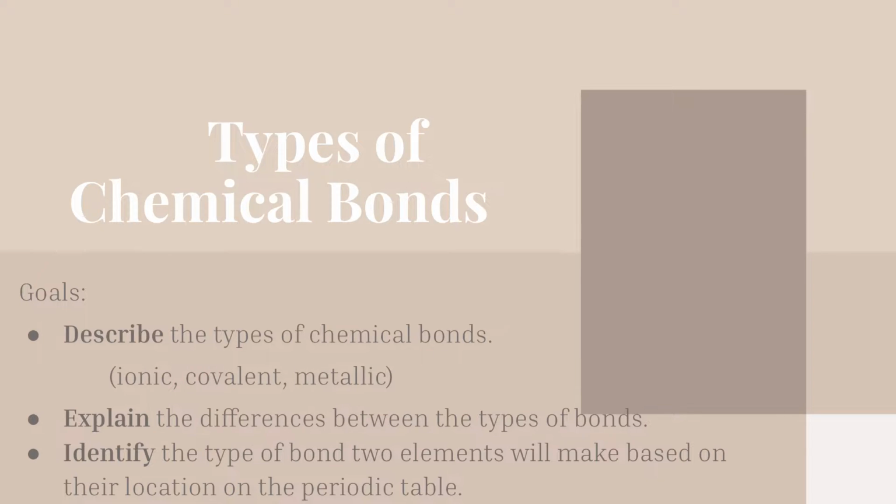The goals for this lesson are to describe the types of chemical bonds, which are ionic, covalent, and metallic, explain the differences between the types of bonds, and identify the types of bond two elements will make based on their location on the periodic table.